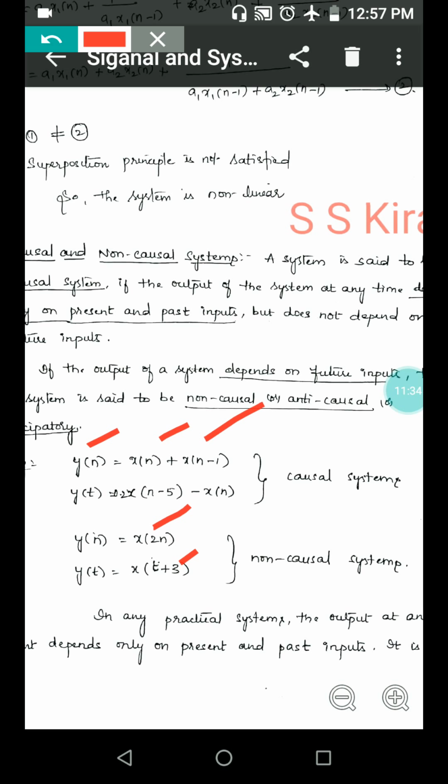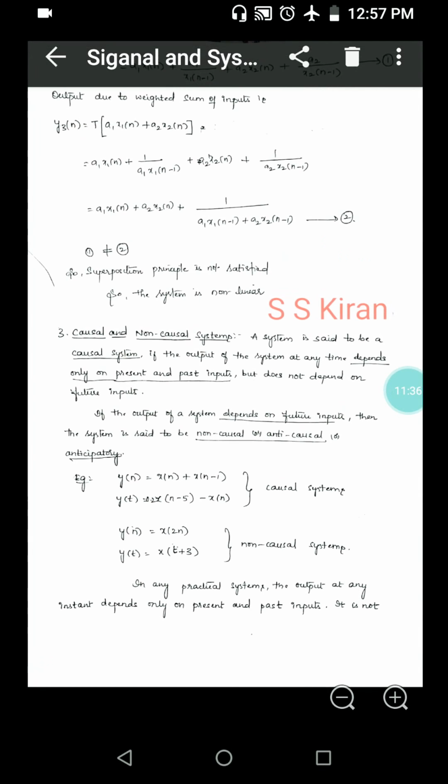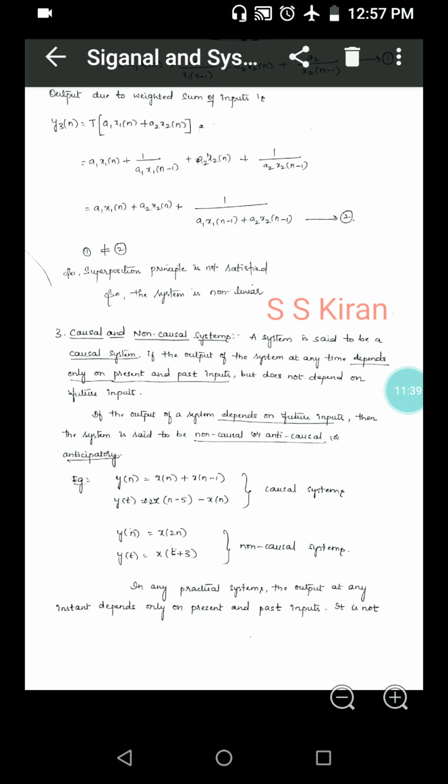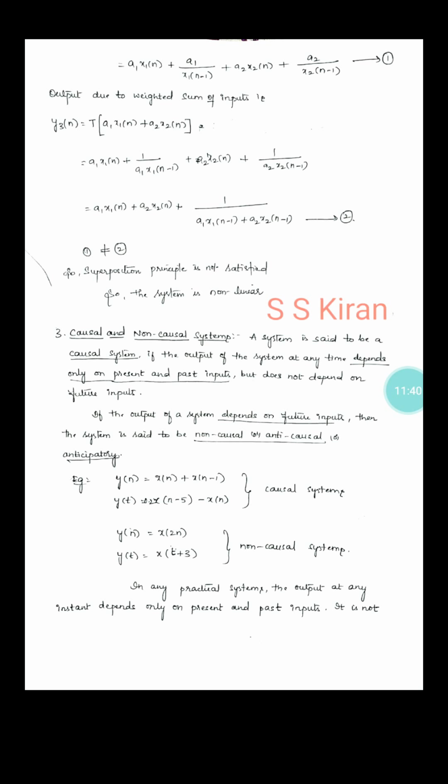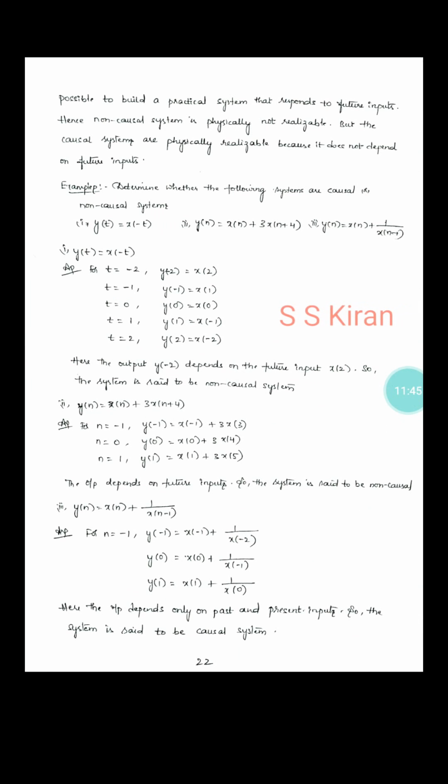Now, in any practical system, the output at any instant depends only on the present and past inputs. It is not possible to build a non-causal practical system; it is a theoretical matter. See some examples, and you can understand which system is called causal and non-causal.